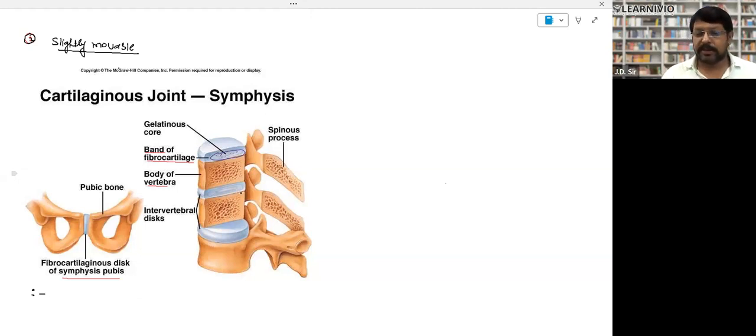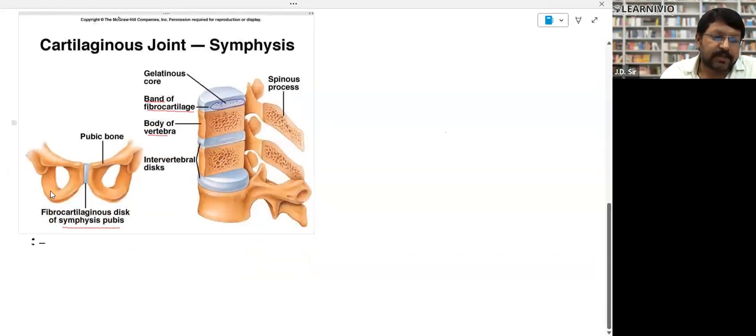In the same way, this is one vertebra and this is another vertebra. Between these two vertebrae there is something spongy, which can compress, right? So they are compressible joints. That kind of joint is found in our backbone or spinal cord, and they are called cartilaginous joints, right?